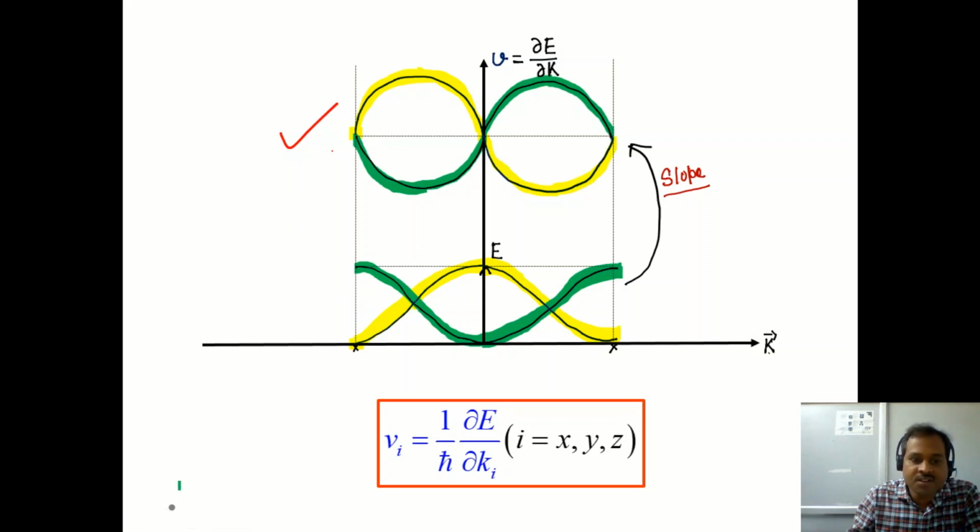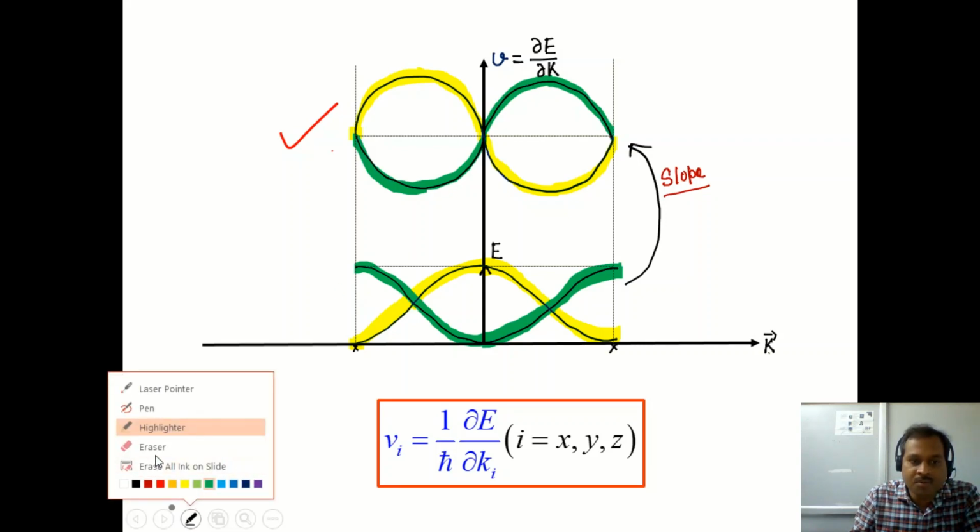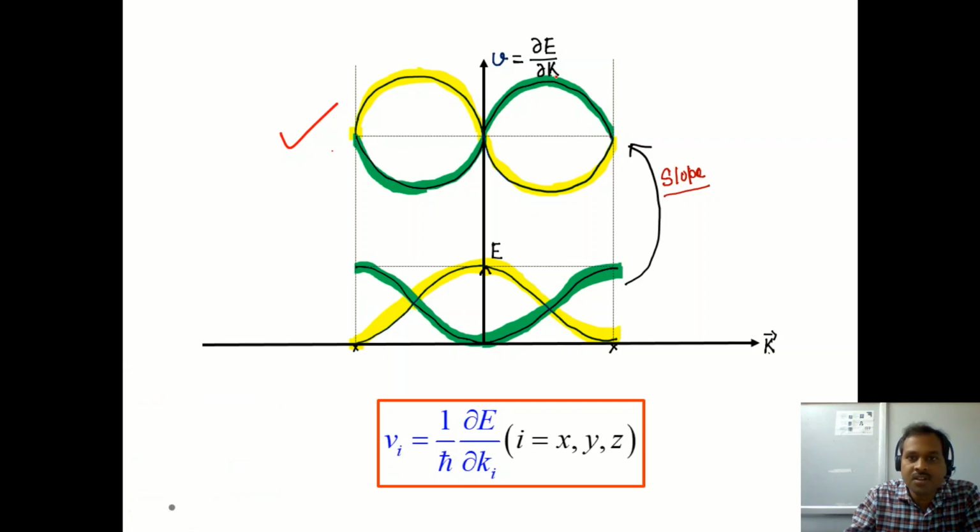And this slope is related with the velocity of the wave packet. V is equal to delta E by delta k. This is also multiplied with a constant factor. This will give you the proper group velocity of the wave packet. And in indicial notation we can write it as Vi is equal to 1 by h cross delta E by delta K. Instead of writing Kx, Ky, Kz, we can represent the ith component of the velocity as 1 by h cross delta E by delta Ki.